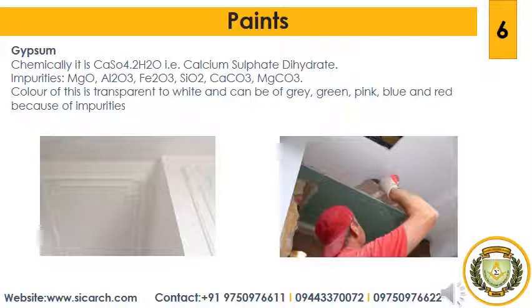The impurities present in that are magnesium oxide, aluminium trioxide, ferrous trioxide, silica dioxide, calcium carbonate and magnesium carbonate. The color of this is transparent to white and it can be grey, green, pink, blue and red because of the impurities. So next is about the occurrence of gypsum.